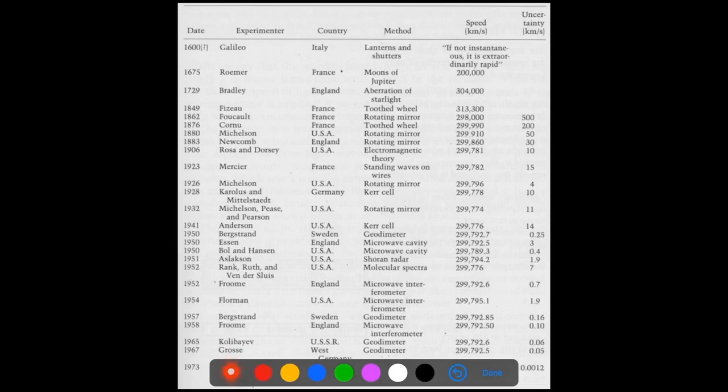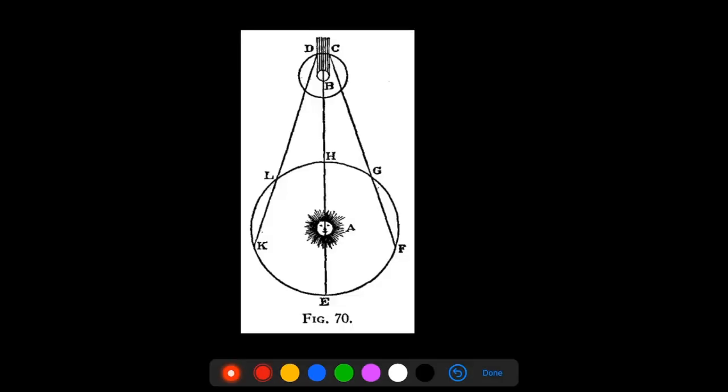But if you look in particular here, Romer, 1675, used the moons of Jupiter to measure the speed of light. I just wanted to tell you what that was about. This is what Romer proposed to do. Jupiter here is this orange planet, and it has a bunch of moons around it, which we'll talk about in some upcoming videos. Say there's a moon here, the first moon, Io. Io is orbiting around Jupiter, so it goes behind Jupiter, comes back in front, goes behind, comes in front, in its cycle.